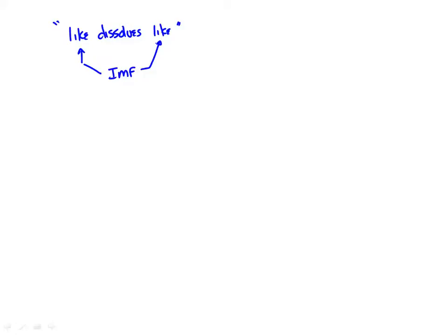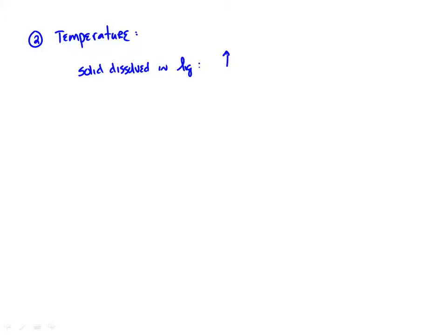This one's reasonably easy. The second thing that affects solubility is temperature. In general, if I have a solid dissolved in a liquid, increasing the temperature increases the solubility. Now, please note, these are general rules, meaning there are some compounds where increasing the temperature actually will decrease the solubility. But if you had to guess, for any random solid dissolved in a liquid, guessing that it increases would be right probably like 95% of the time.